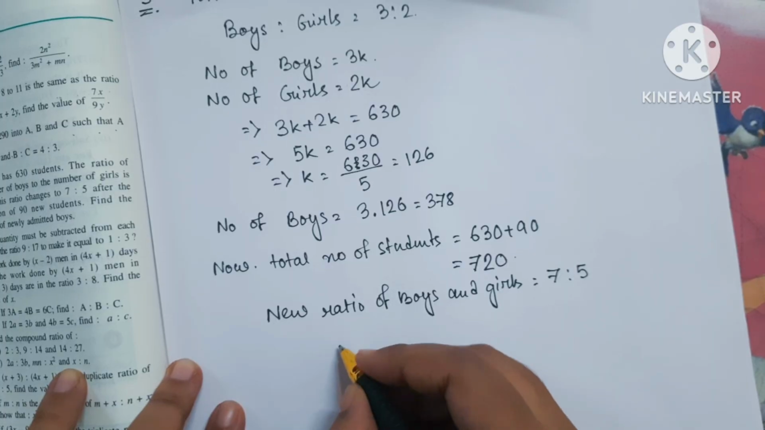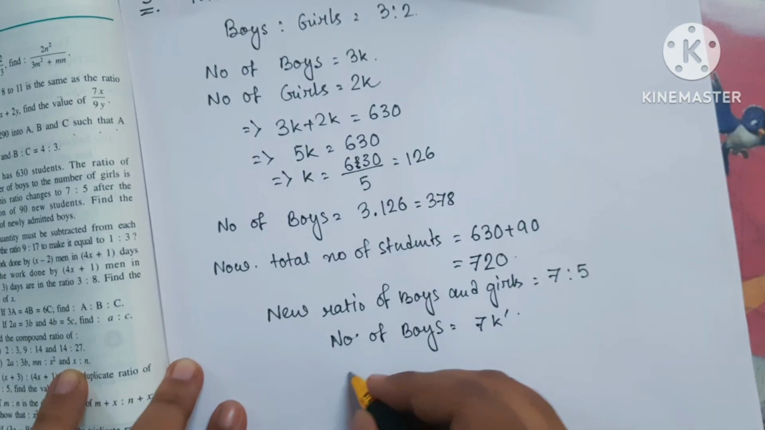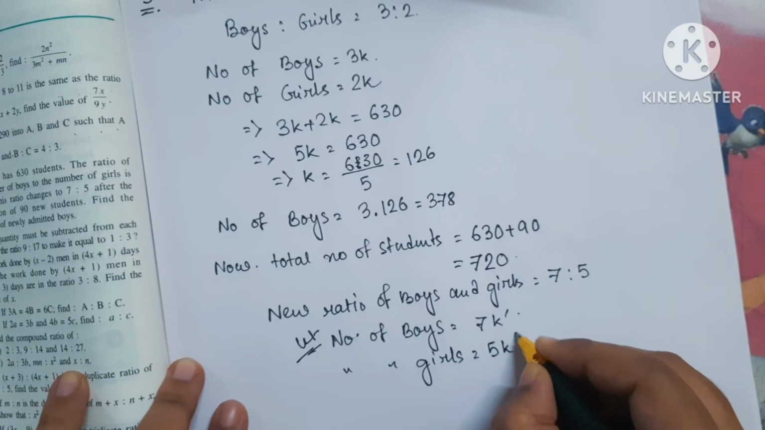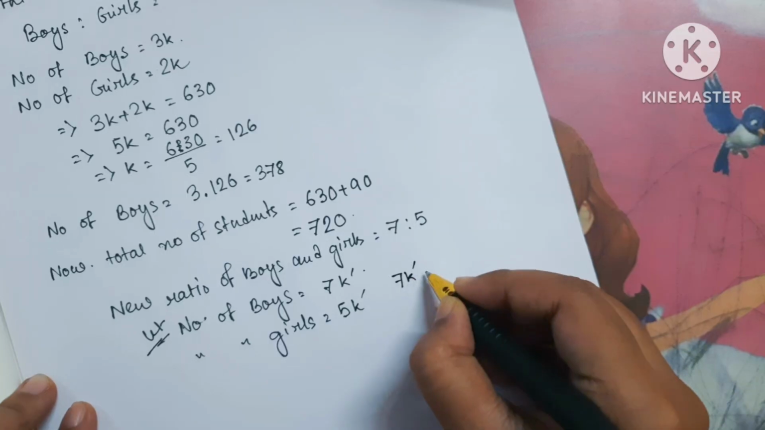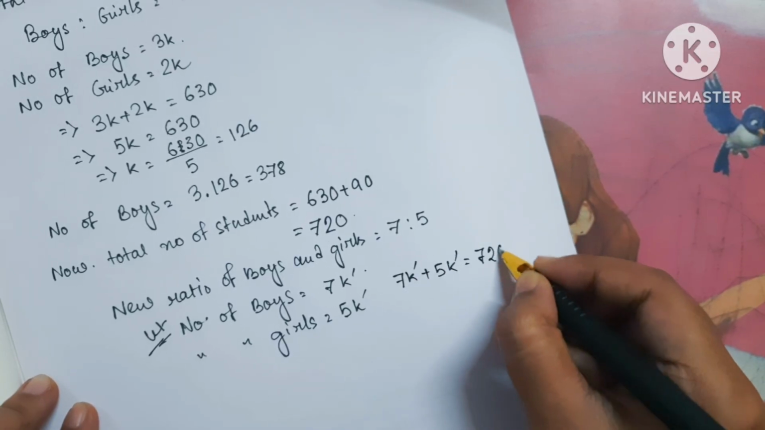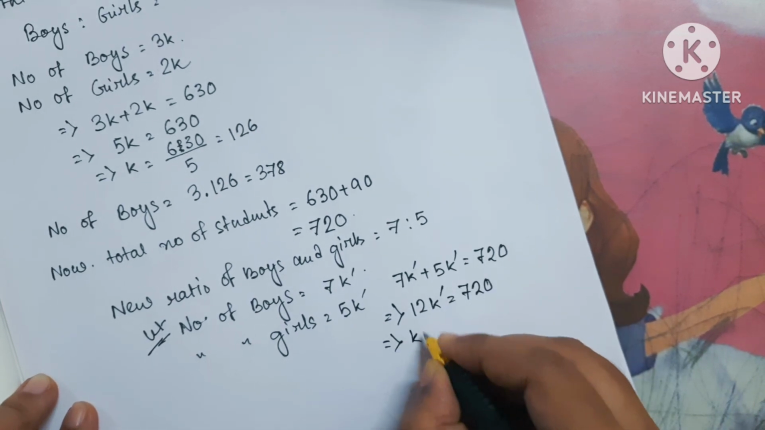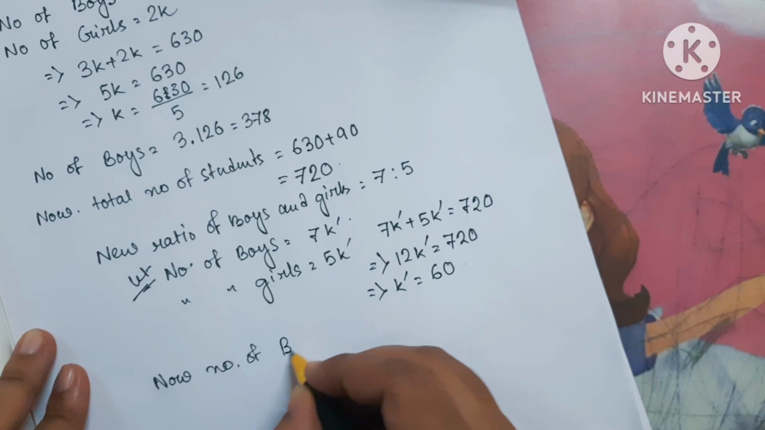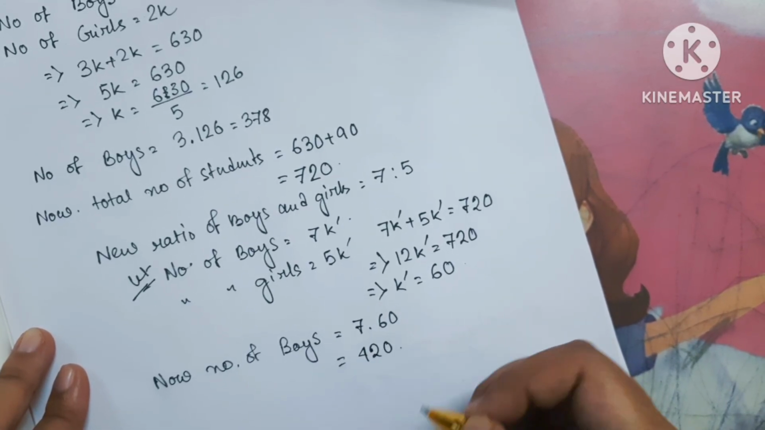Okay, so now the number of boys, let number of boys 7k dash and number of girls 5k dash. Okay, so now according to the question, 7k dash plus 5k dash, that will be equal to 720. 12k dash will be 720. So k dash will be 60. Clear? Now, number of boys, that will be 7 into 60, that is 420.